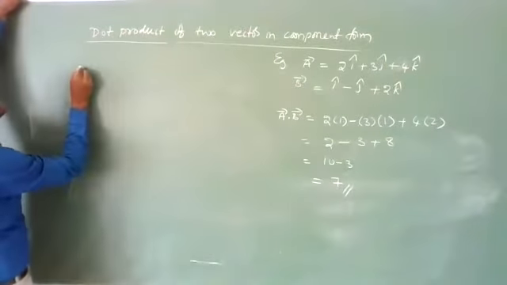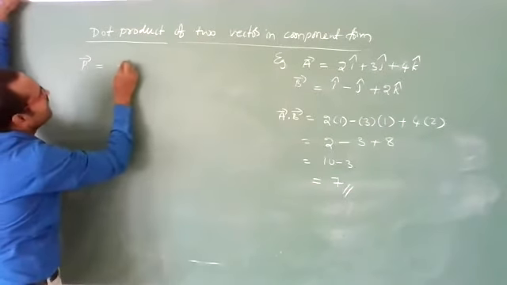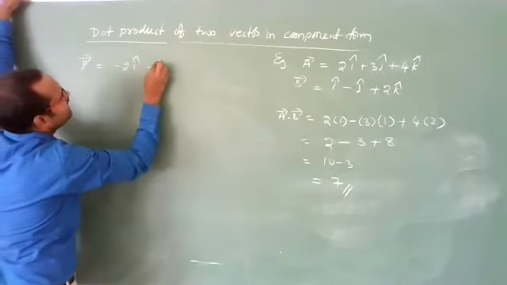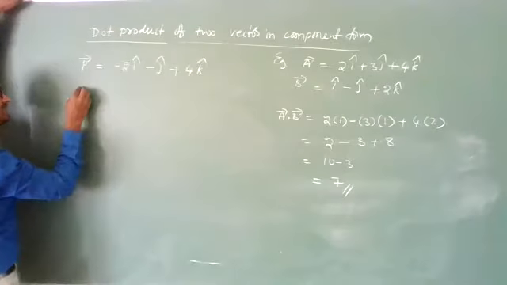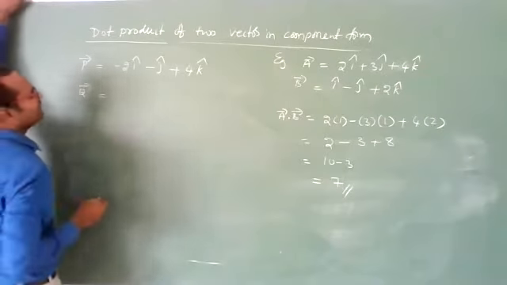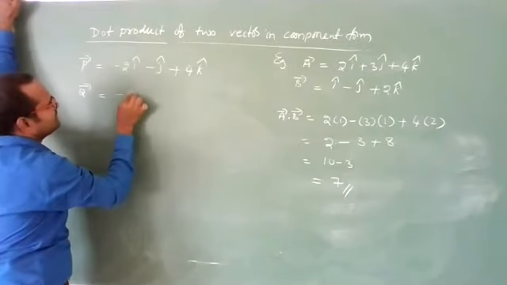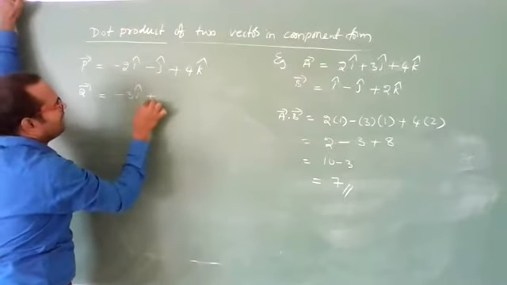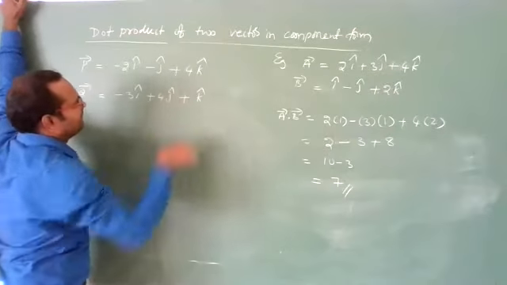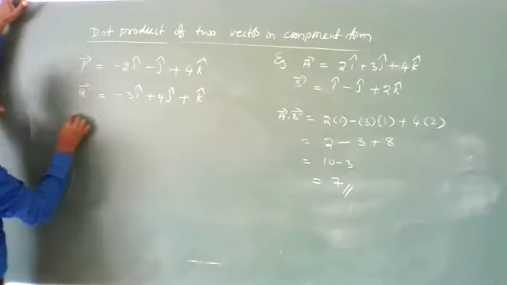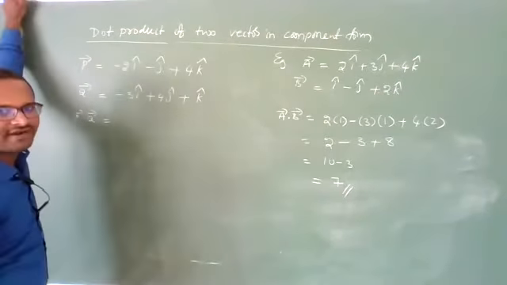Students, let us suppose p bar is a vector with value minus 2i cap minus j cap plus 4k cap. One more vector is there, q bar, with value minus 3i cap plus 4j cap plus k cap. Randomly I have given these. What is p bar dot q bar? Can you find it? Yes, we can.